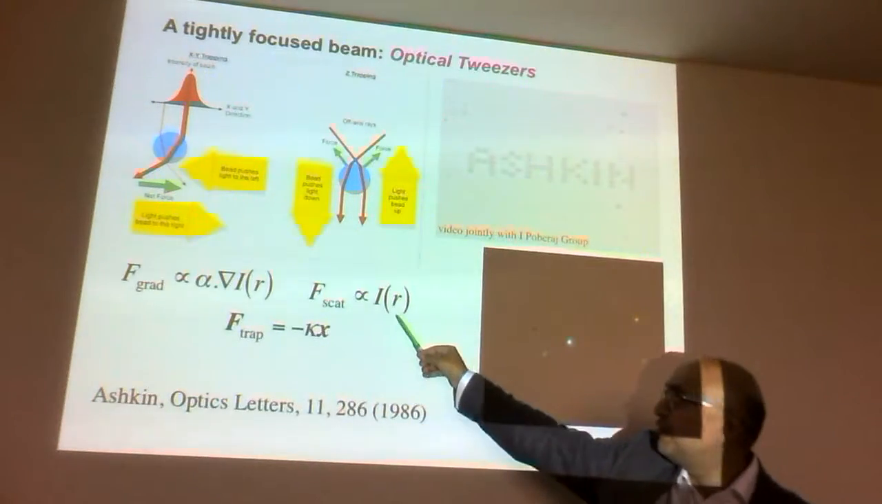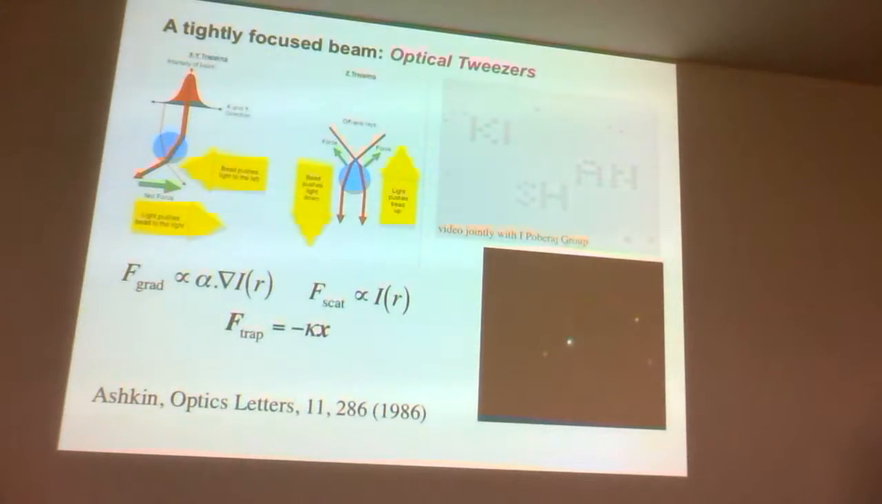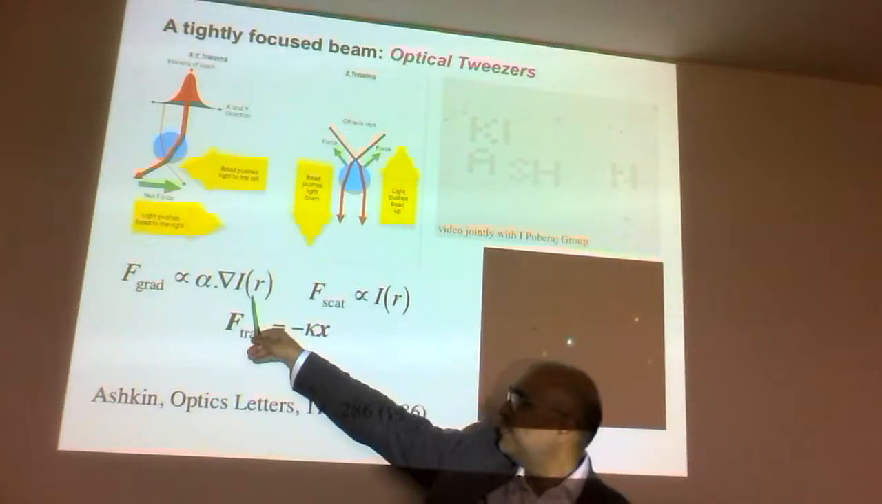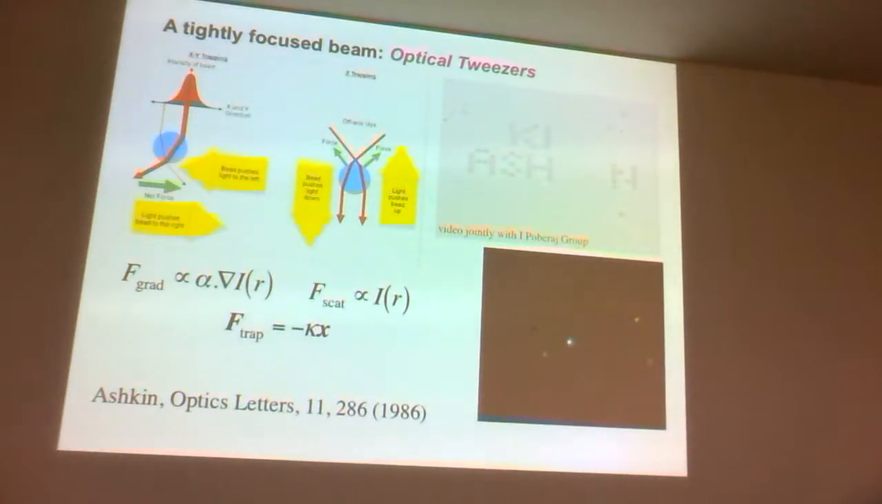The scattering force on the object is typically proportional to intensity, but this gradient force is proportional to the gradient of the field. We've already seen that with my thick and thin ray, but it's also proportional to a parameter called alpha. Does anybody know what alpha is? It's the polarizability of the object. Okay? And you remember electromagnetism, that great course that you all took?